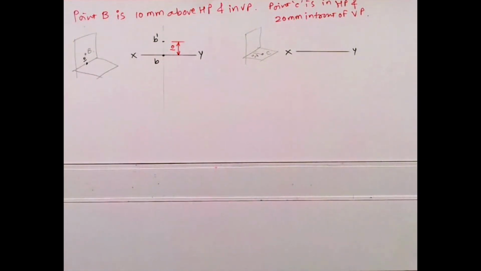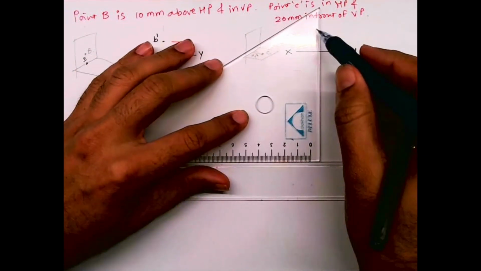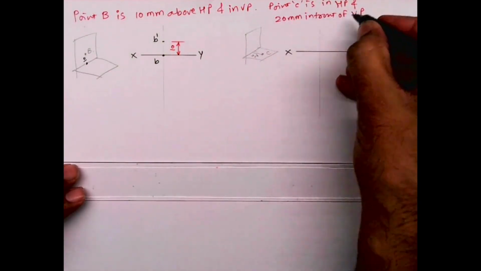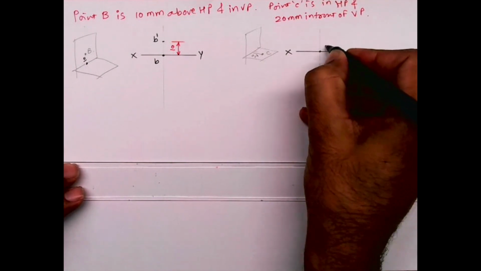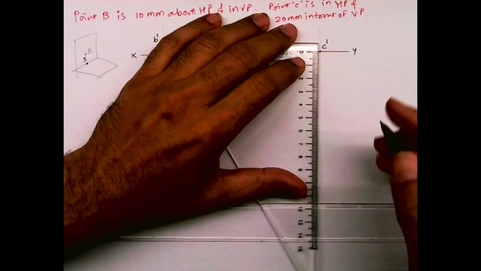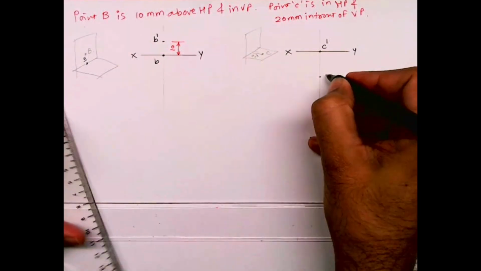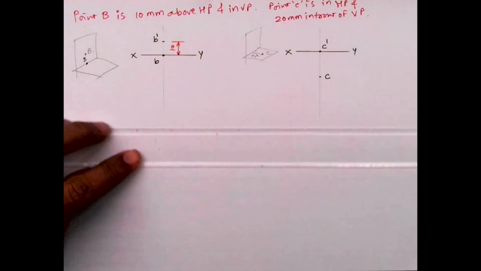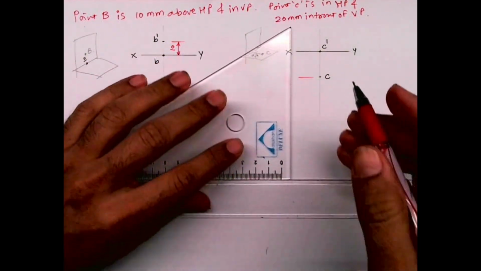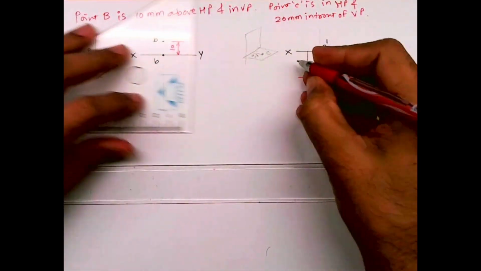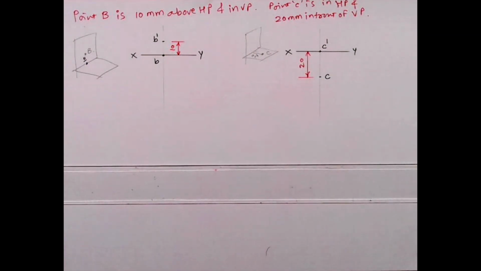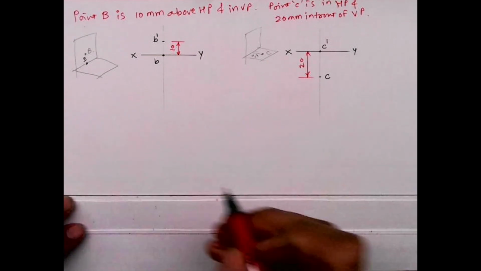So point C dash will come on XY line and C is 20 mm in front of VP, so it will be 20 mm below XY line. This is C dash and you go 20 mm below XY line, that is point C. So this is what you got, 20. So we got the front view and top view of point C.